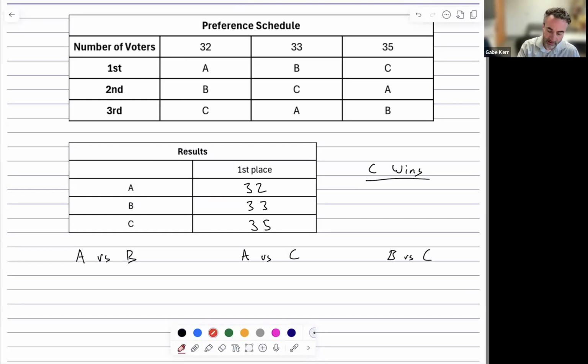So A versus B, we just have to forget about C. So we'll get rid of C. And we can see now in this matchup that A receives first place votes for all of these ballots and for all of these ballots. So that's 67, 32 plus 35. And B receives the 33 votes that are the first place votes. So in this case, A is winning this head-to-head matchup. A wins.